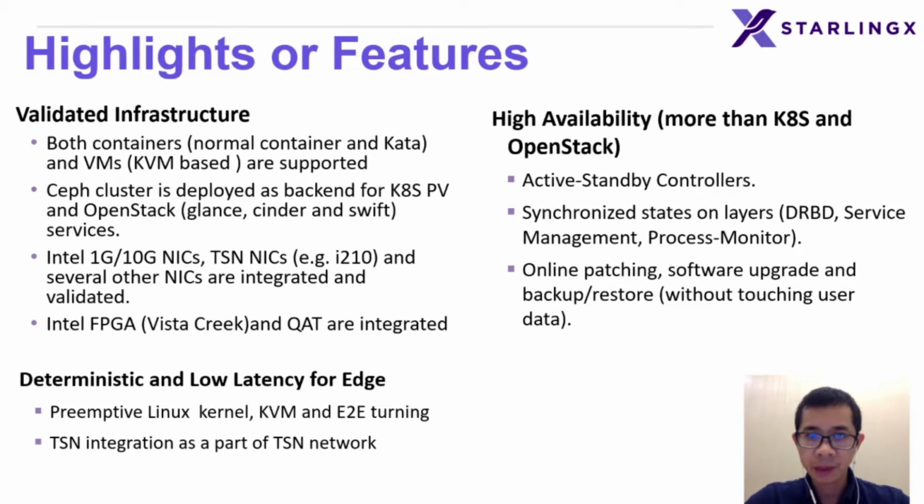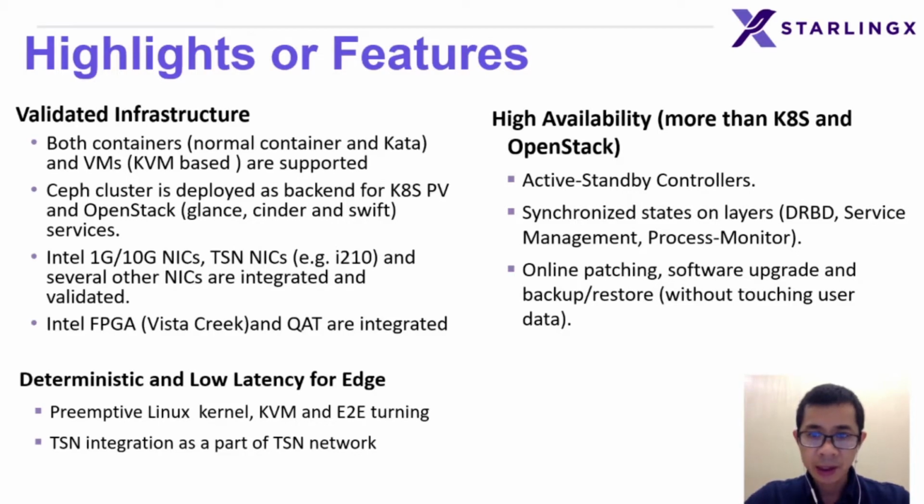From hardware perspective, we also had Intel 1GB, 10GB NIC, TSN NICs, and several other NICs integrated and validated. Also, Intel FPGA and QAT cards are integrated as part of the package. Secondly, for the edge computing use case, no latency requirements. StarlingX takes advantage of the preempt Linux kernel, KVM, and edge end-to-end tuning, even including TSN integration.